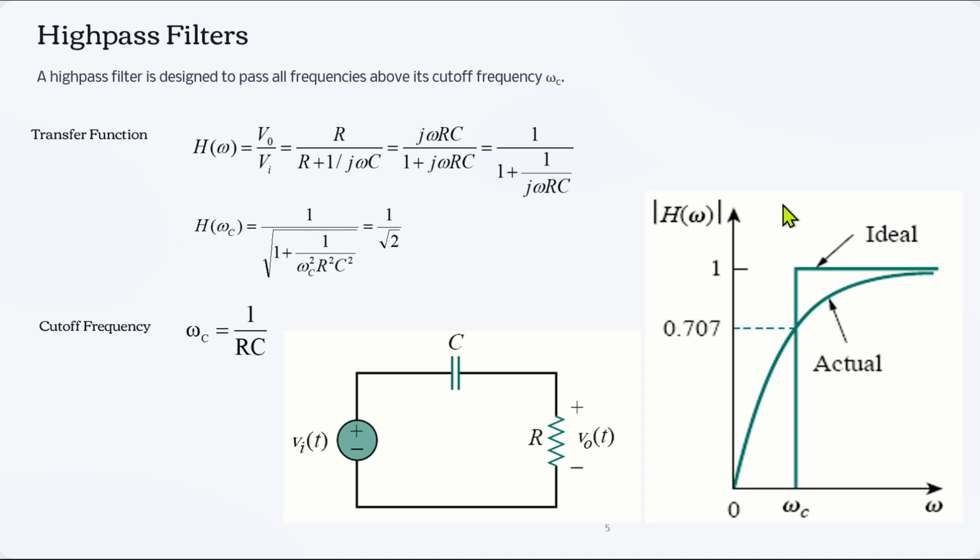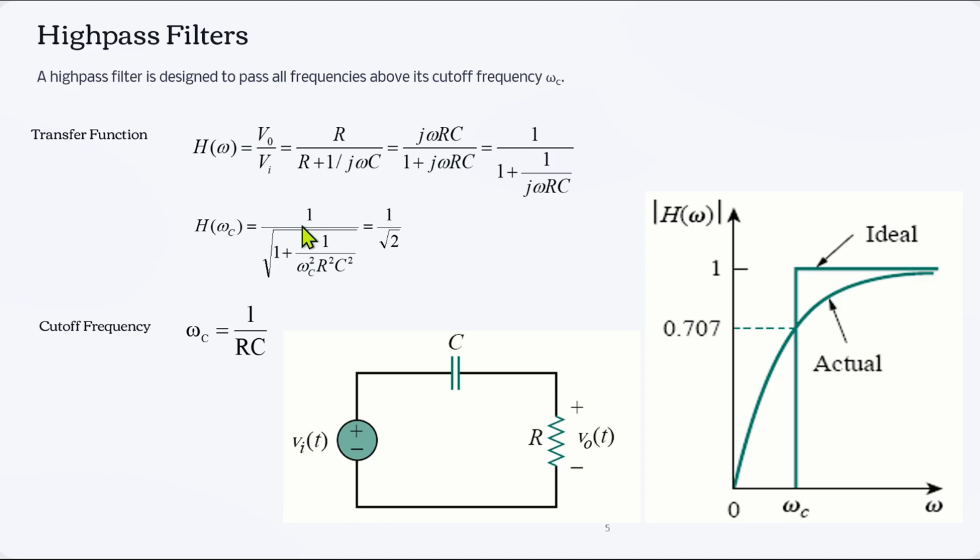If we see the response, as you can see here, the lower frequencies are attenuated and higher frequencies pass. This is the ideal response, and the practical response will gradually increase from around omega c, the cutoff frequency value, and later on it will allow the remaining frequencies above omega c.